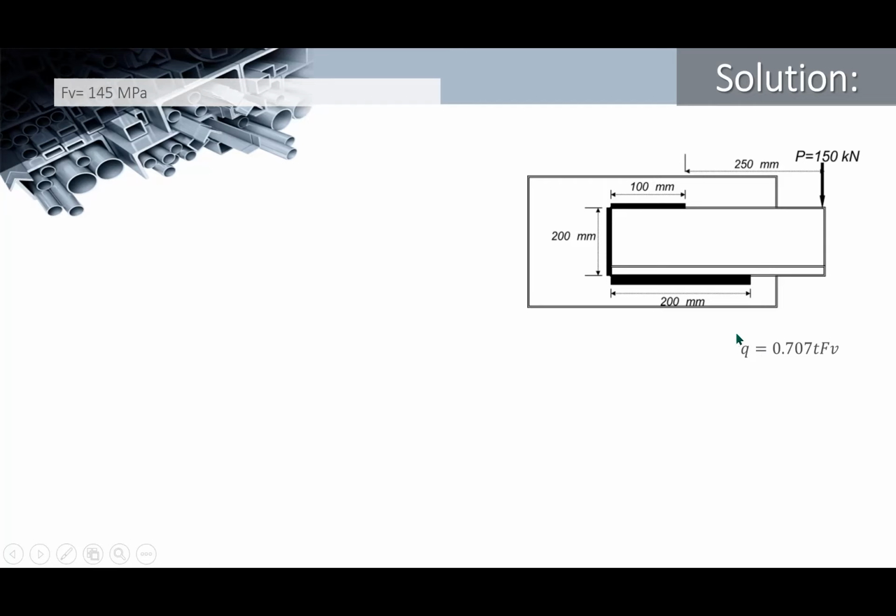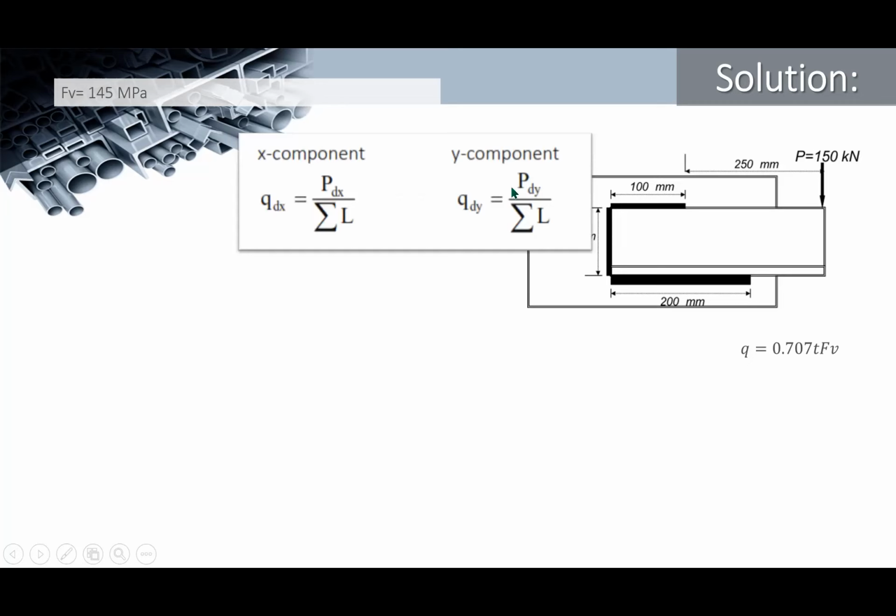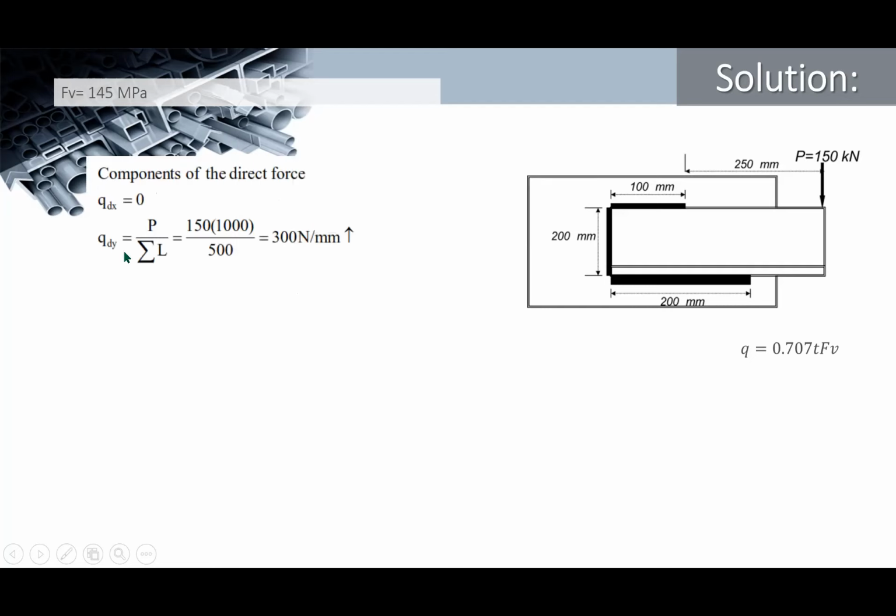Now, how do we compute Q? To get Q, we need the resultant of the force per unit length of the direct force and the torsional force. So let's take them one by one, starting with the direct force. For the x component and the y component: since the force here is a vertical force only, our Q dx will be 0. For Q dy, again, we use the sum of the lengths. We just add the lengths of the welds, which is 100 plus 200 plus 200, so 500. So the direct force in y is 300 newton per millimeter.